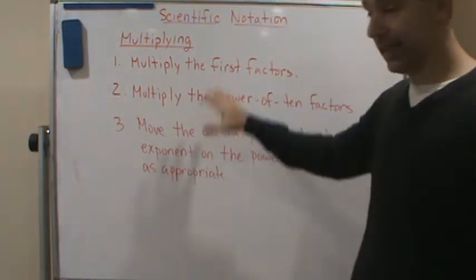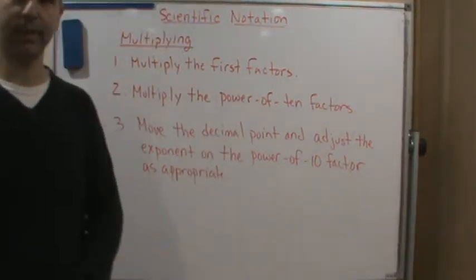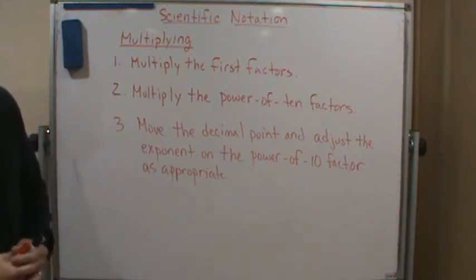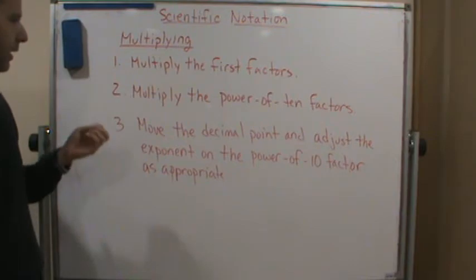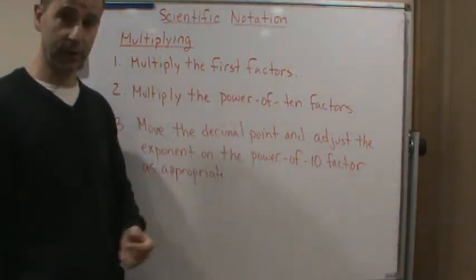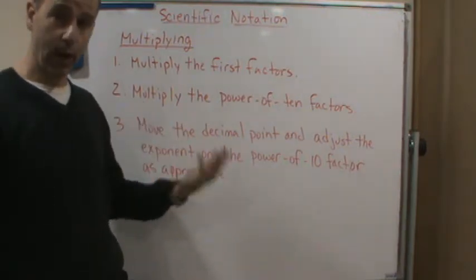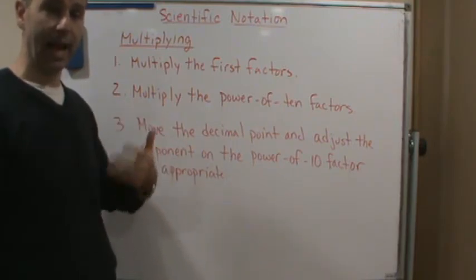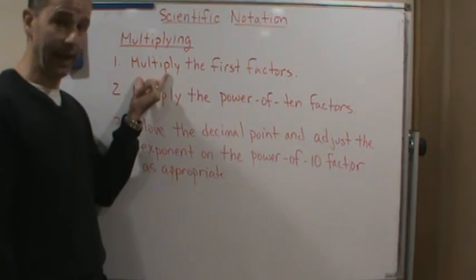So that's exactly what I wrote. Now this is different than what you may read in the textbook, but I think this is succinct and tells you exactly what to do. When you're multiplying two numbers that are in scientific notation, step 1: you multiply the first factors together, both of the first factors, and you use the regular rules. Make sure you use the rules for multiplying signed numbers that we've talked about in previous videos. Okay, so don't forget that.